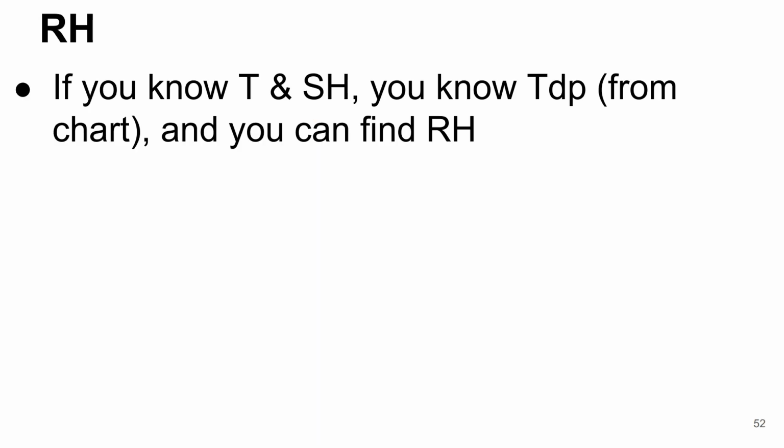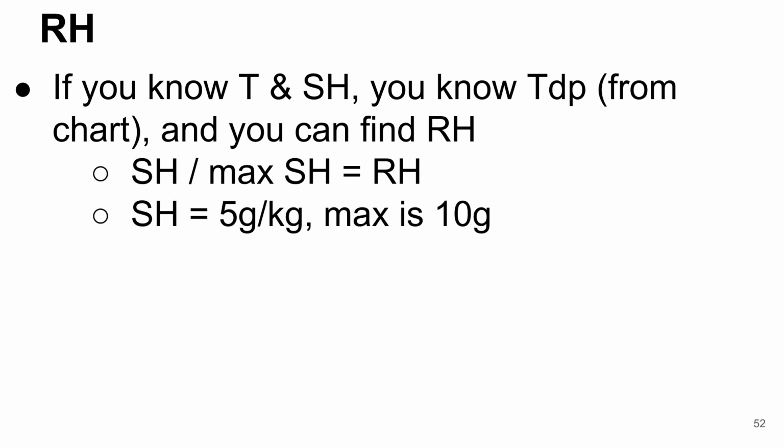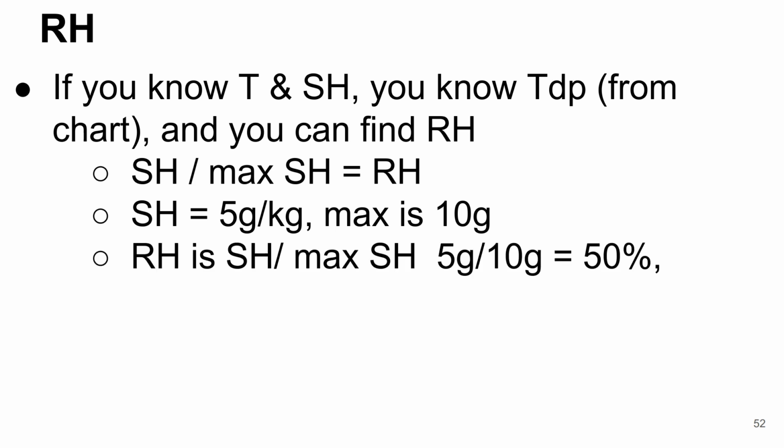Relative humidity. If you know the temperature and the specific humidity, you know the dew point temperature from the chart, and then you can find the relative humidity. Specific humidity divided by the max specific humidity, times 100, is relative humidity. So if you were given that the specific humidity is 5 grams and the max is 10, then the relative humidity is 50%.